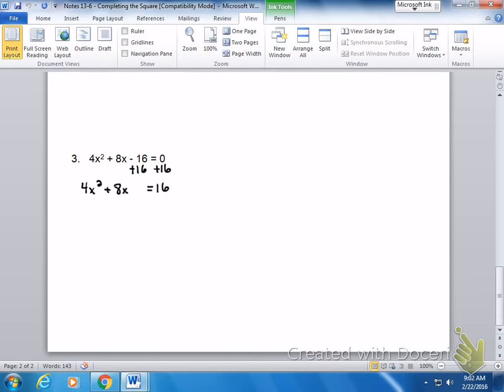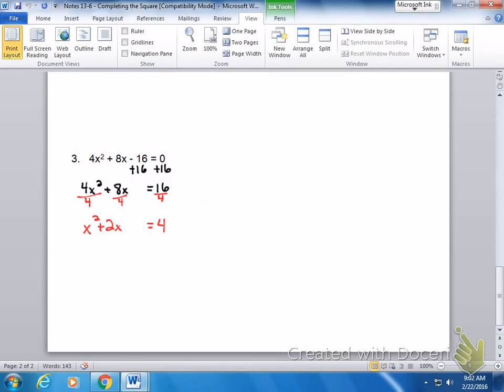But in this one, I do have to divide because my a is 4. So I'm going to divide each piece by 4. I'm left with x squared plus 2x, I'm going to leave some space, equals 4. But after that, we're right back where we were on all the other problems.